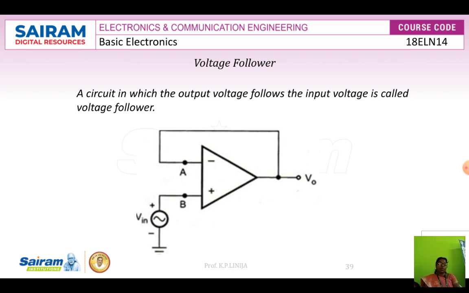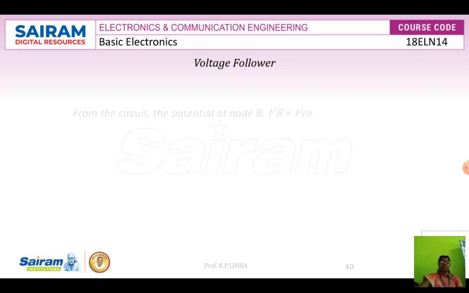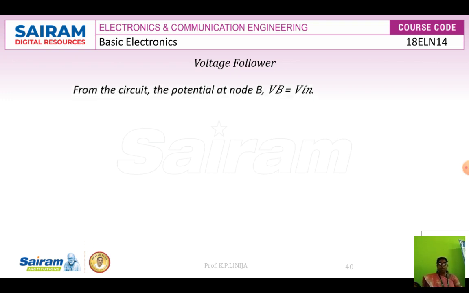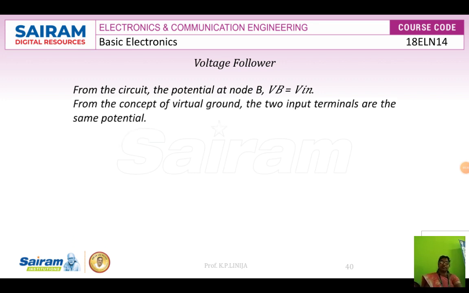Part of the output is fed back to the inverting terminal, and that node is represented by A, and the input Vin is given to the node B. Now we are going to take V naught. So it's very clear that the output voltage follows the input voltage. The potential at node B, VB, is equal to Vin. Obviously, according to the virtual ground concept, VA is equal to Vin.